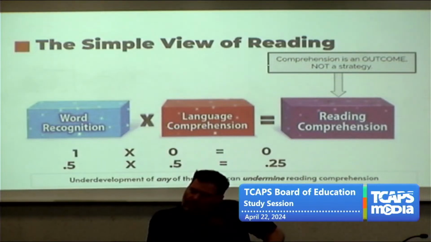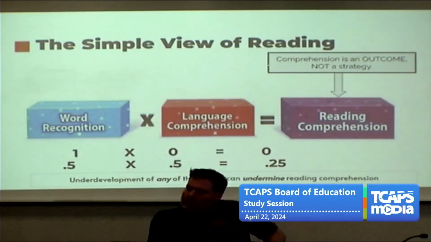And what you can see in this framework is that if either of these components are weak, reading comprehension is diminished. If you were to have strong skills in word recognition but not language comprehension, you're still not going to become that skilled reader. If you have only partial skills in word recognition and partial skills in language comprehension, you are not going to achieve full skilled reading comprehension. So this is a really simple way to look at it.